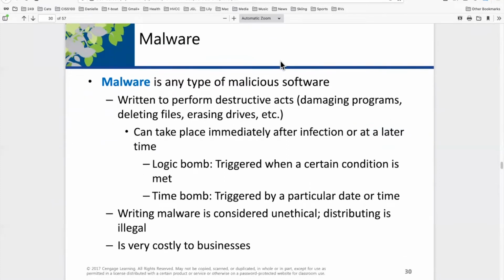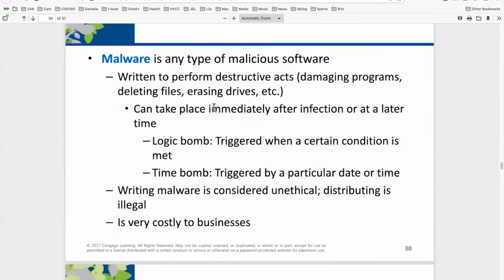Malware. Okay, so bots are a type of malware. But of course, we have viruses, we have worms, Trojan horses. So note that malware can affect or impact immediately, or it could be triggered to occur at a later time. So we have logic bombs, triggered when a certain condition is met, so essentially event-based, or time bombs that are triggered by a particular date and time.